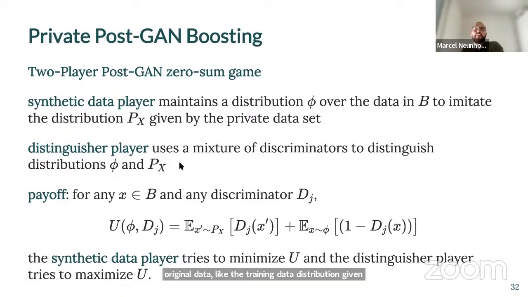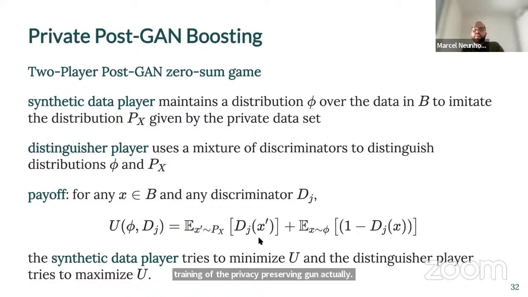And the distinguisher player uses a mixture of discriminators, like we also have stored, to distinguish between this new mixture distribution and the original distribution. That means, here in this step, or rather here, we have to access real data again. So we need to spend additional privacy budget here, but that's not too much as compared to the training of the privacy preserving GAN actually.